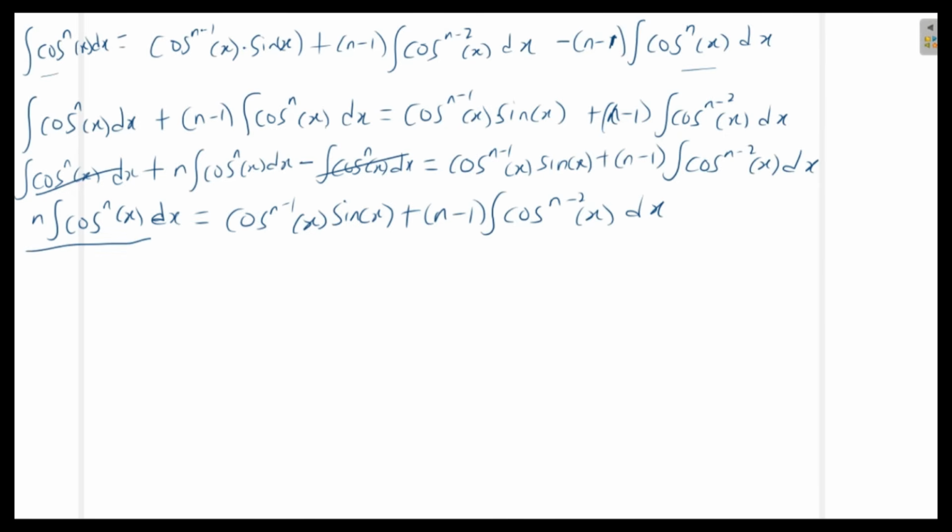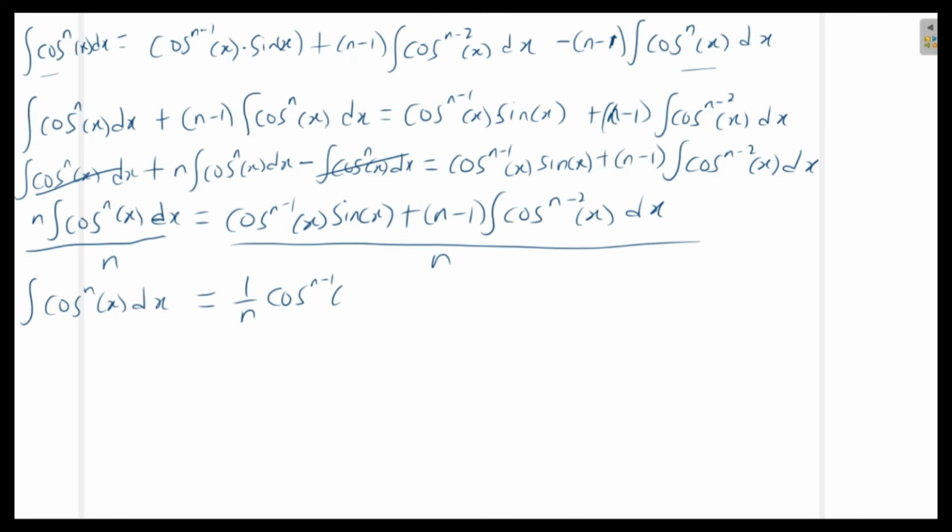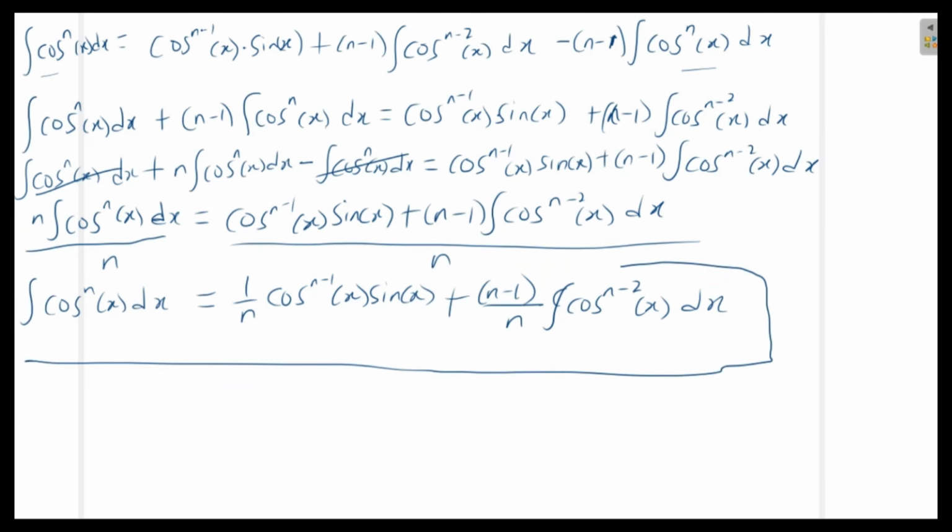So the only thing we need to do is to divide through by n. We divide through by n, so that we have the integral of cos to the power n of x dx, which is what we are actually solving, what we are looking for. This is equal to, now look, I'm going to have 1 on n cos to the power n minus 1 of x, then sine x, right? And then plus, we have n minus 1 over n, then integral of cos n minus 2 of x dx, right? So clearly this is the reduction formula for cos.